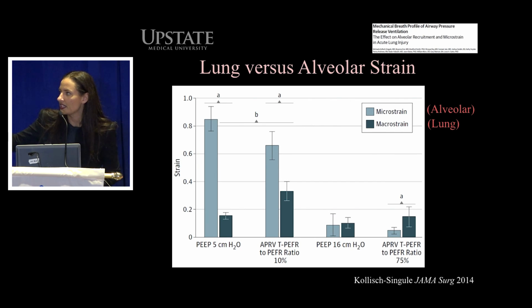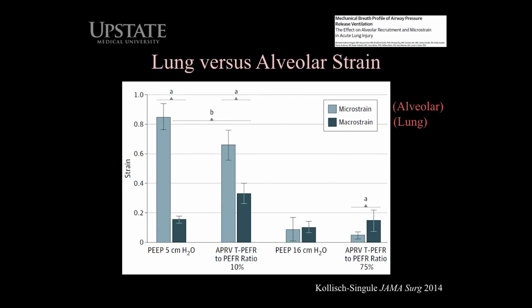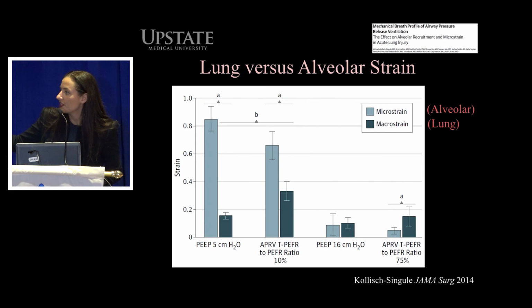If we start out looking at the PEEP values, we see that the alveolar microstrain, which is represented in gray, is huge in the PEEP of 5 group, but the lung macrostrain is actually quite small. And so we see that the lung strain doesn't necessarily correlate with the degree of strain that the alveoli themselves are seeing. And by comparison, if we look at the PEEP of 16, we see that there's a low alveolar microstrain and there's a similarly low lung macrostrain. So in this case, the two happen to be similar.